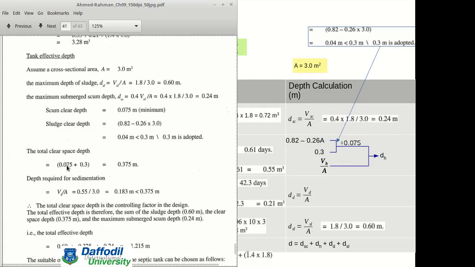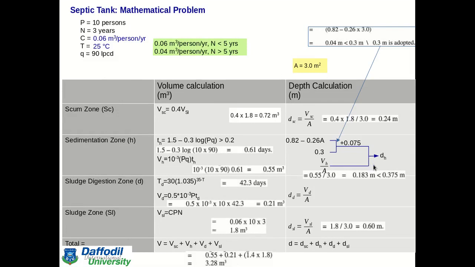And 0.3 plus 0.075 is 0.375. This value is 0.375. Let's calculate this thing and compare. This thing is calculated as 0.55, that means this value divided by area, and this is 0.183, which is less than the value here. So this value wins, and depth of this sedimentation zone is taken as 0.375, okay. So this value is smaller, so we take the larger value. Somehow in the book they forgot to calculate this part, so they have added this depth and this depth.